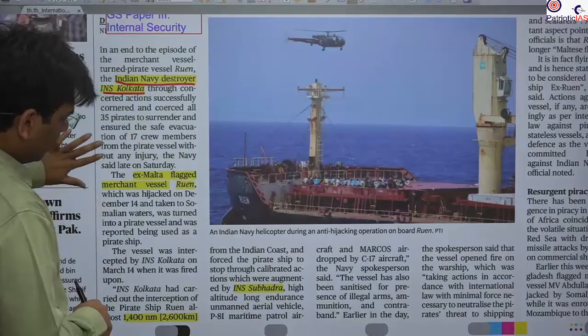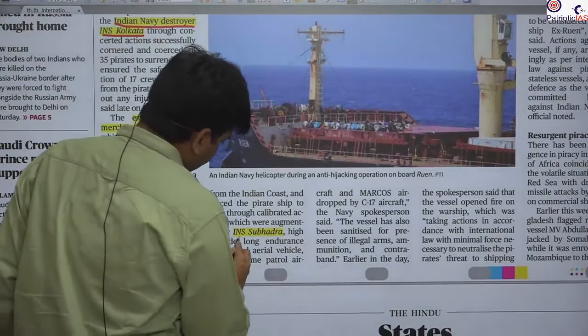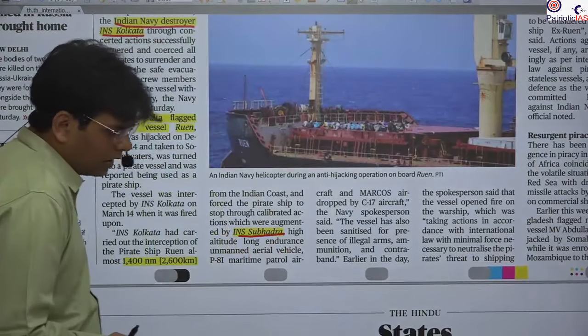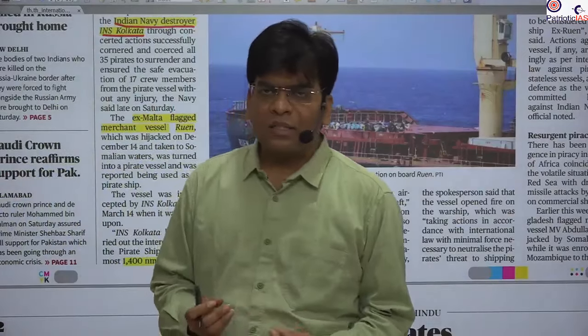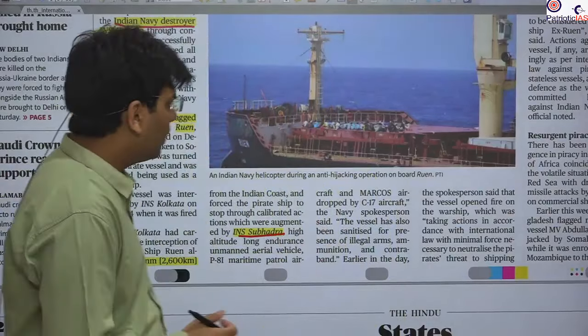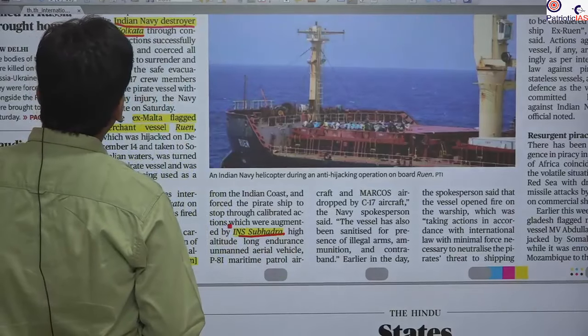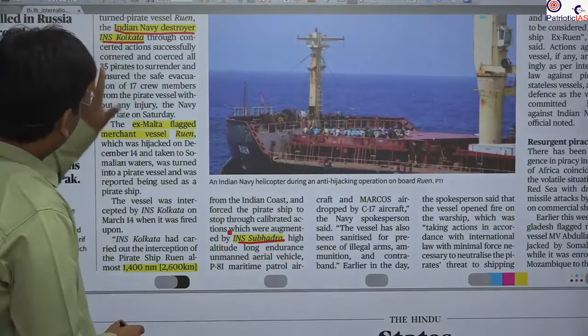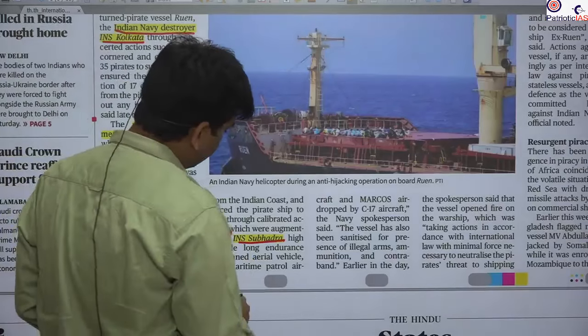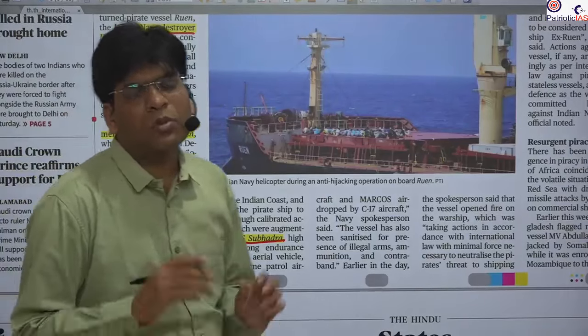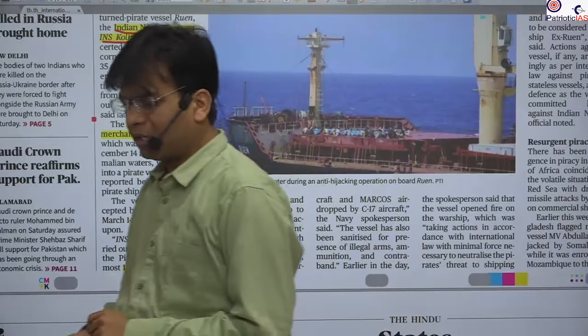The second is the INS Subhadra, and it is a Coast Guard ship just for patrolling. So please remember both INS Subhadra and INS Kolkata. INS Kolkata is from the Kolkata class, and INS Subhadra is from the Sukanya class of warship.